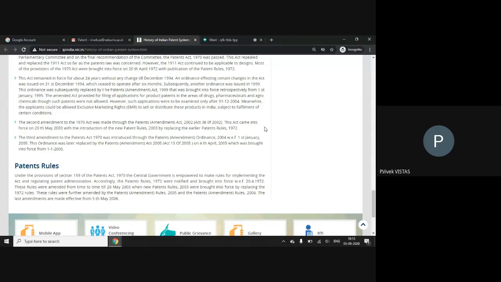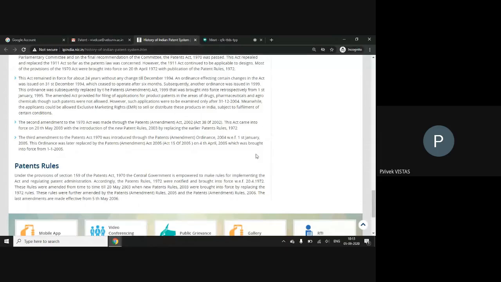The third amendment to the Patents Act 1970 was introduced through the Patents Ordinance 2004, which was effective on 1st January 2005. So this ordinance was later replaced by the Patents Act on 4th April 2005, which was brought into force from May 1st 2005. இதுதான் இப்ப கரண்டா இருக்கிறது. ஓகேவா?